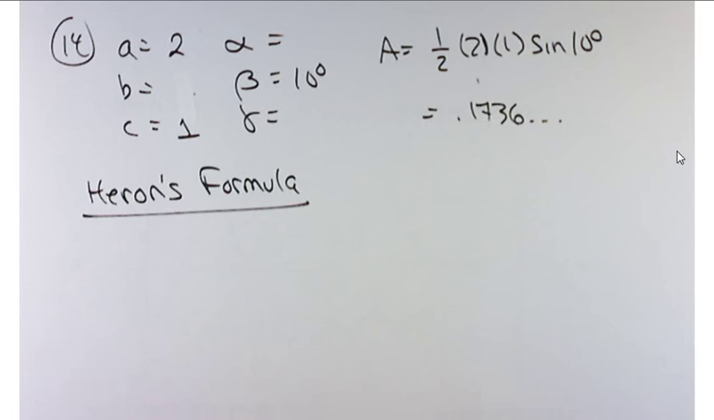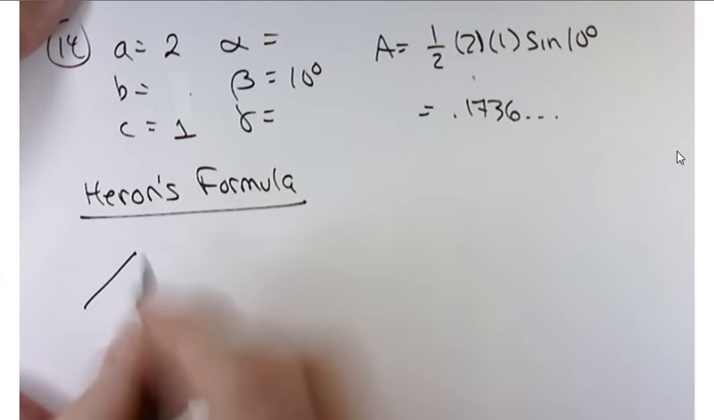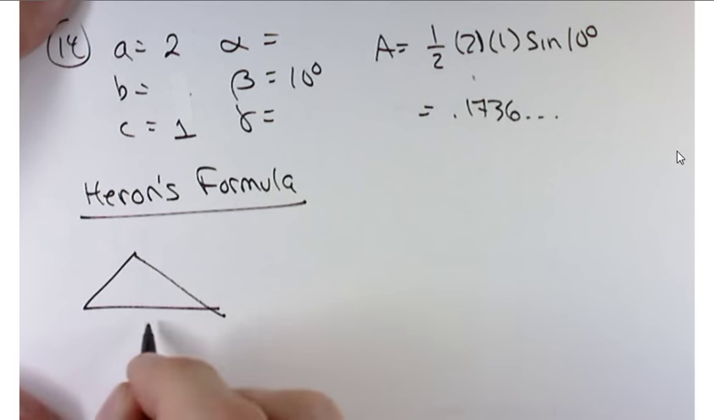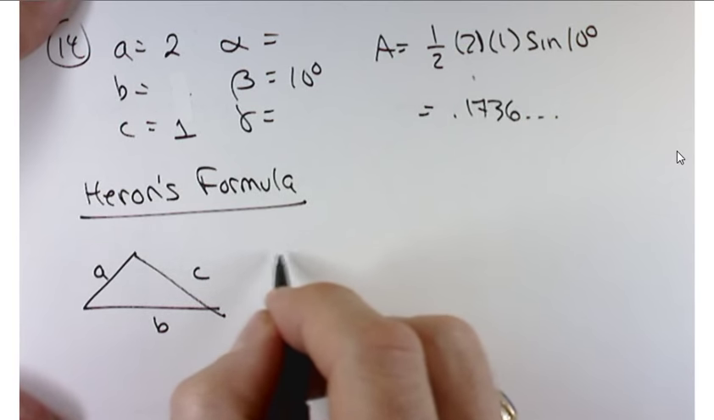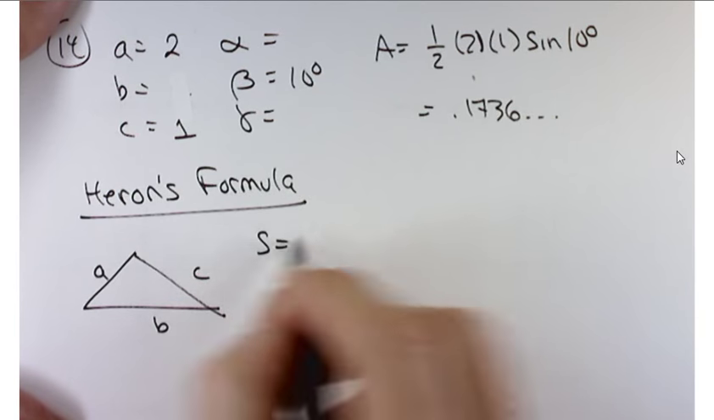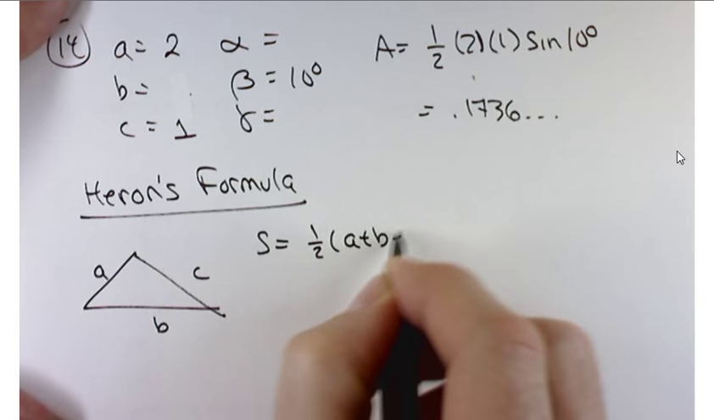The first thing you're going to have to calculate in using Heron's formula is something called the semi-perimeter. So what's that? Well, if you have a triangle with sides of A, B, and C, the perimeter would be A plus B plus C. Half of that is your semi-perimeter. So S equals 1/2 (A plus B plus C).